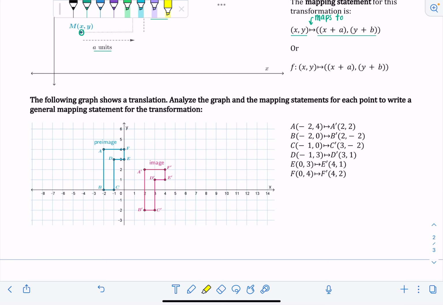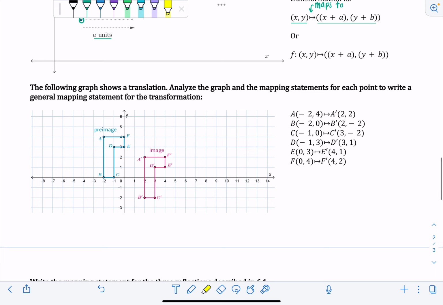The next part, the following graph shows the translation. Analyze the graph and the mapping statements for each point to write a general mapping statement for the transformation. So we can look at the graph and see how it's moving. We can also look at the points and see how it's moving. I'm going to show you both. You can decide which one works best for you.